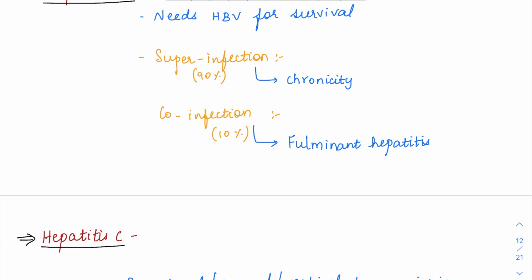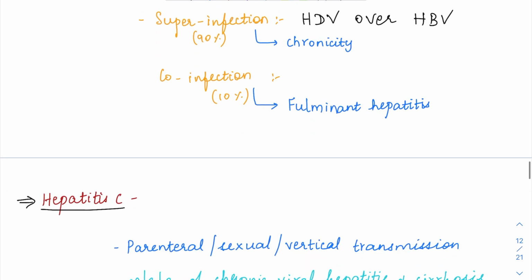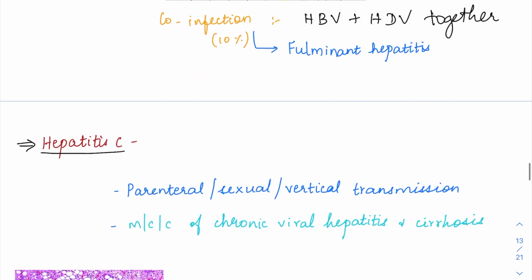So in super infection, what happens actually is this HDV, this hepatitis D, is going to be present over an HBV infection. So already HBV infection is there. On that, the super added HDV infection is going to come. So that will result in chronicity. While a co-infection is quite bad, that is both HBV and HDV are going to occur together. So double dose is there and that is going to result in fulminant hepatitis. So rare but still very dangerous.